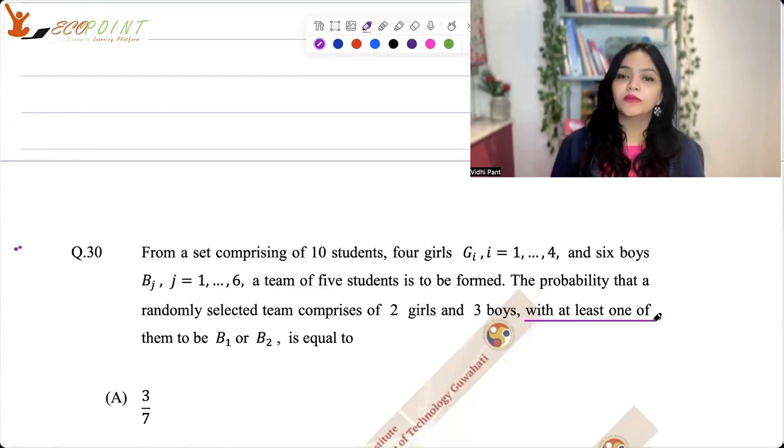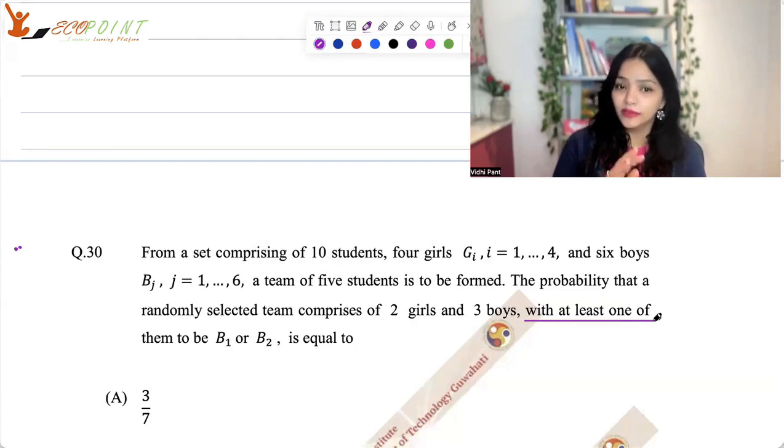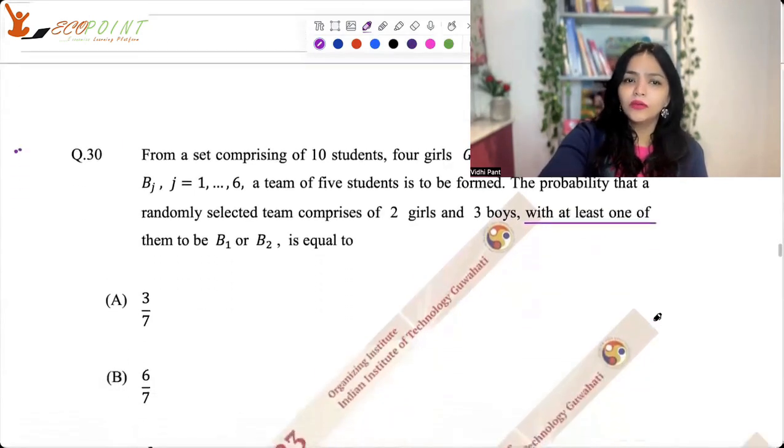So what are we supposed to find? We have to find the probability that a randomly selected team of 2 girls and 3 boys, with at least one of them being B1 or B2. So in the boys, at least B1 or B2 should be there. There can be a case where you just have B1, there can be a case where you just have B2, or a case where both of them are there, but one of them has to be there. Okay. So how do we go about this?